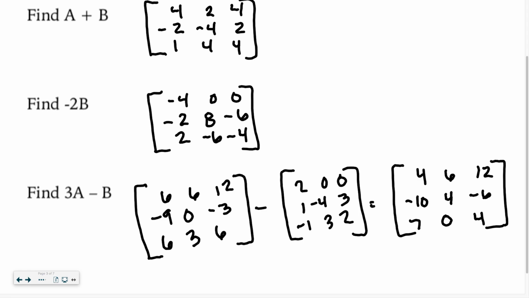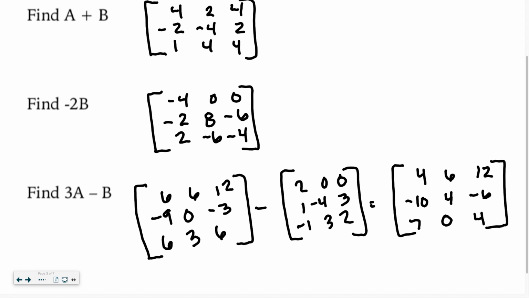So I've got my 3 solutions on the screen. All of these were possible. We're working with 2 3x3 matrices, so we can do all of the addition and subtraction. They have the same order. Double check my math, make sure I didn't miss any signs or anything like that.